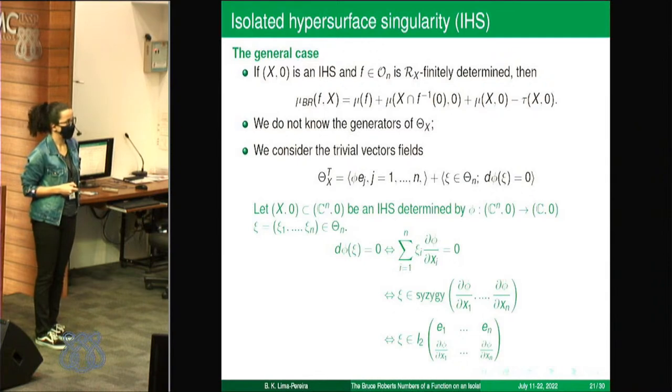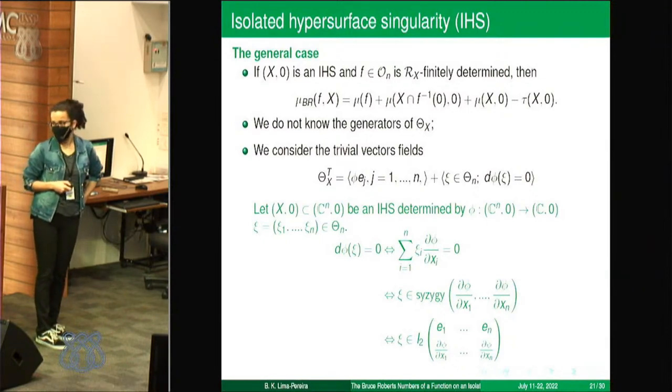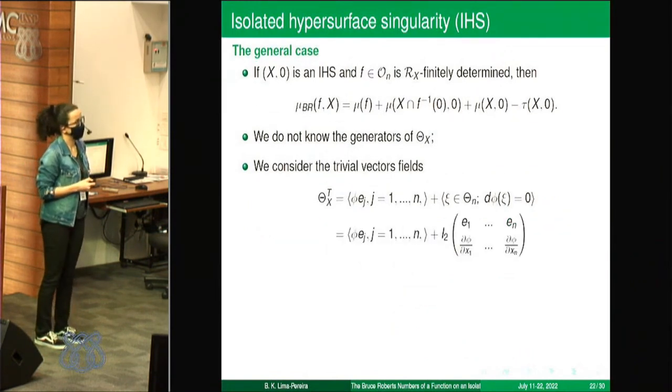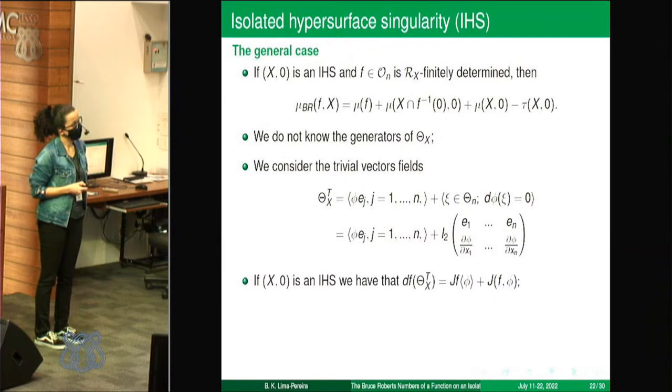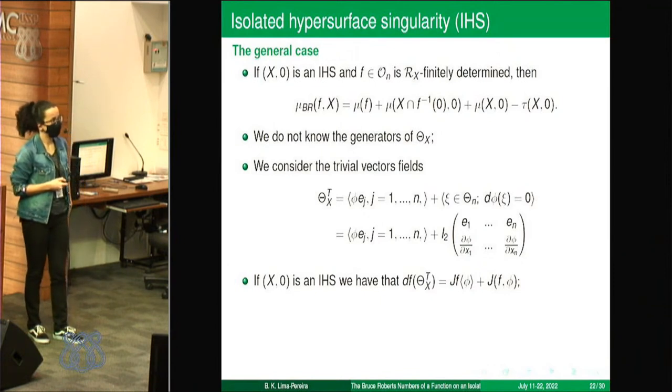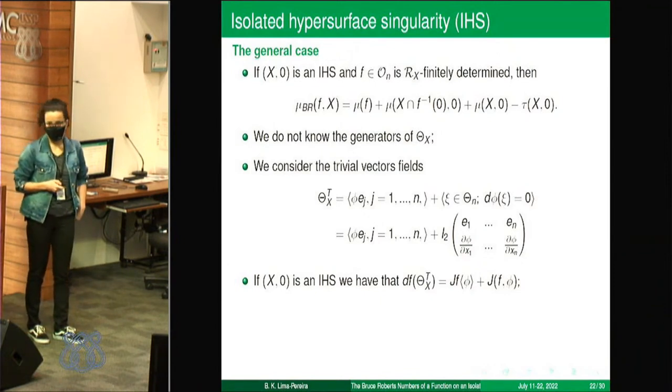Okay, so in this case, these vector fields belong to this module, the module generated by the minors of maximum order of this matrix. And so we have this characterization for the theta xt, and with this characterization, we have this equality for any function germ f. So df theta xt is equal to this product plus this ideal. And this ideal, JF phi, is the ideal generated by the minors of maximum order of the Jacobian matrix of F and phi.